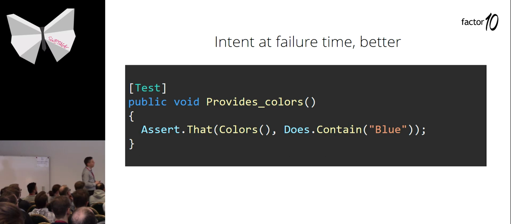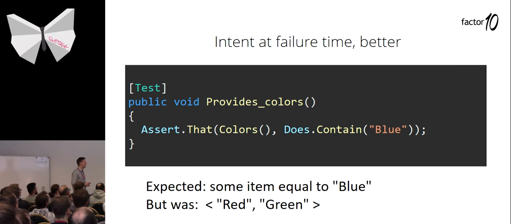then the failure looks quite different. Now the failure is expected some item equal to blue, but was red and green. And now we can look at the test on the failure and see what the test was about. Aha, it was about looking in a list of colors and seeing if some color was there and it wasn't. And we see why, because it's missing.